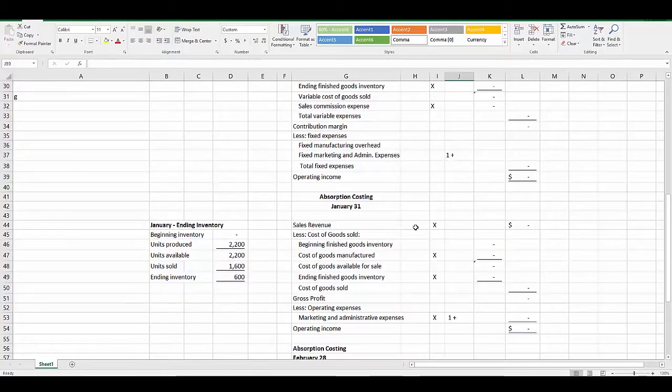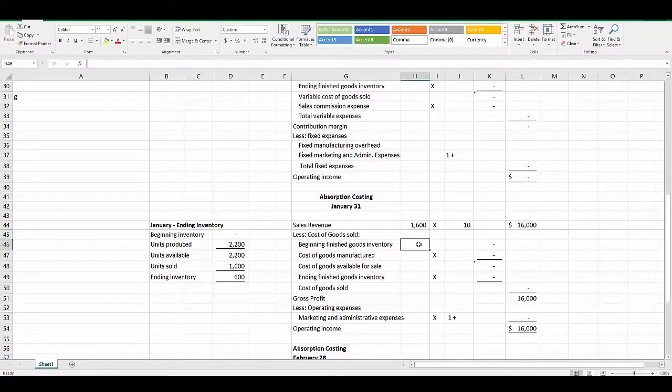Okay, now that we have calculated our absorption cost on a per unit basis, we can go ahead and complete our income statement. The first thing, of course, is the revenue. Again, we're using the same data: 1,600 units were sold, and the selling price is $10 per unit.